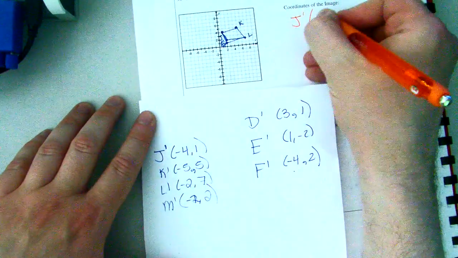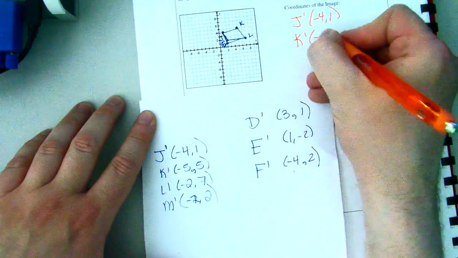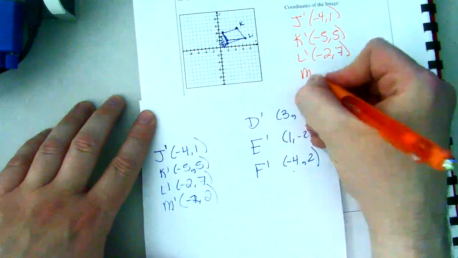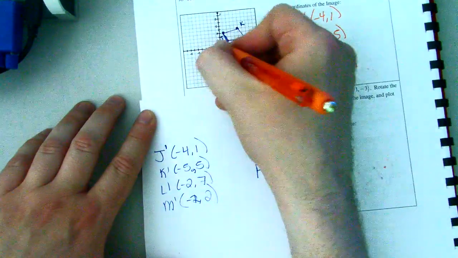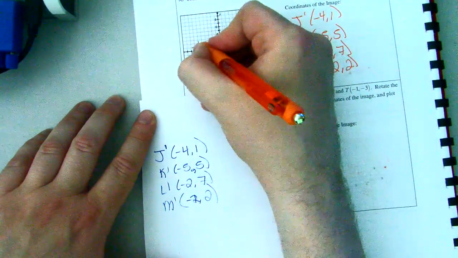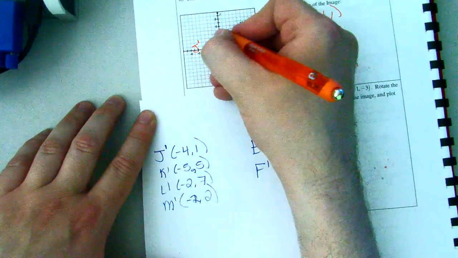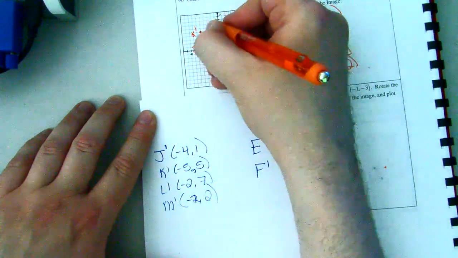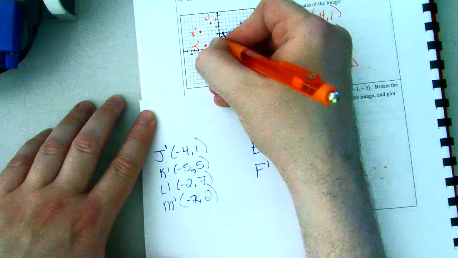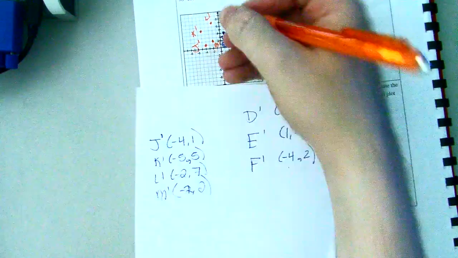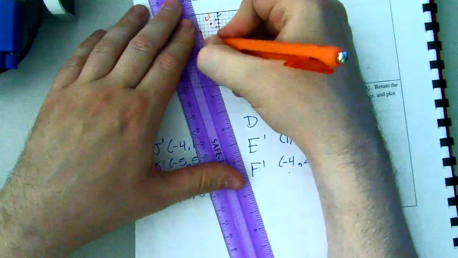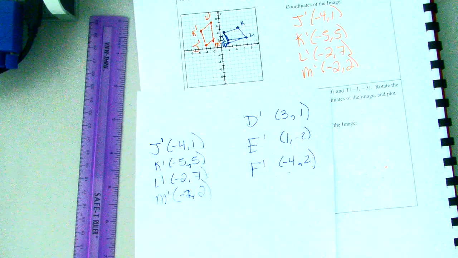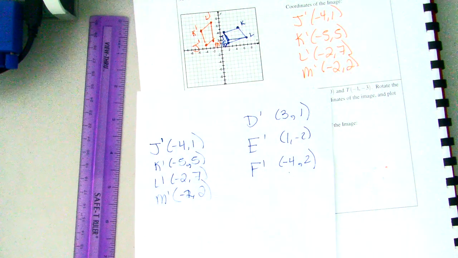J prime, negative 4, 1. K prime, negative 5, 5. L prime, negative 2, 7. M prime, negative 2, 2. Negative 4, 1 is J prime. Negative 5, 5 is K prime. Negative 2, 7 is L prime. Negative 2, 2 is M prime. Maybe like that. Helps to plot the right points in the beginning.